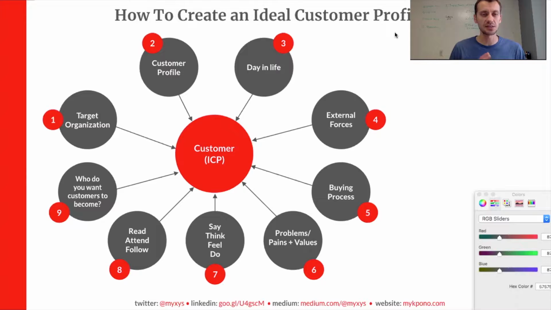Step number 2, understand customer profiles. Make sure you understand what titles you're targeting, what the function is, what tech stack they use inside of the organization, and what their role is in the buying process.